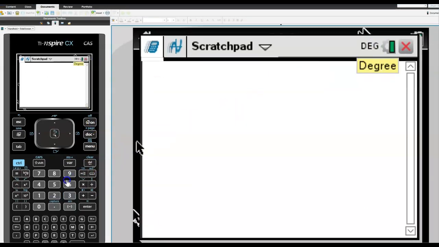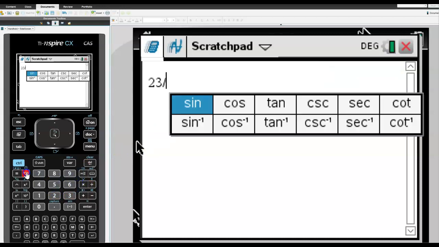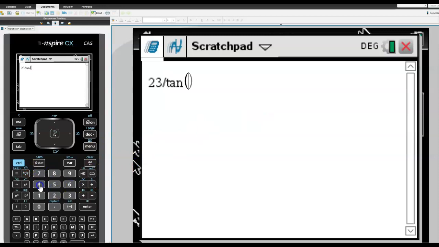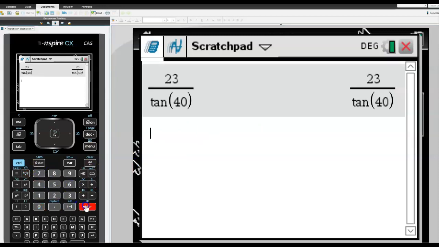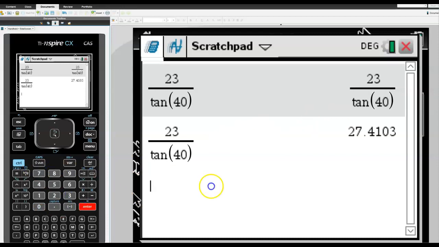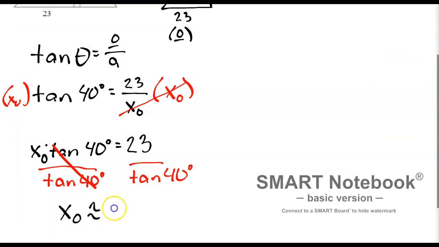I'm in degree mode. I've had students get wrong answers, and a lot of times it's because they're not in degree mode. All right, so that's the exact answer. I'm going to hit control enter, and I get 27.4. 27.4 degrees, or sorry, it's not degrees. That's the other side.